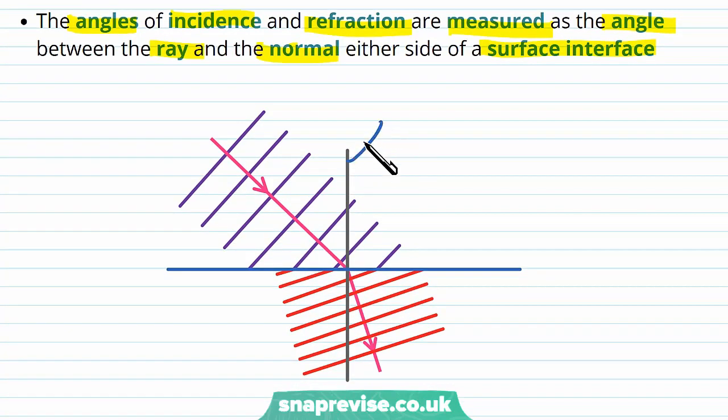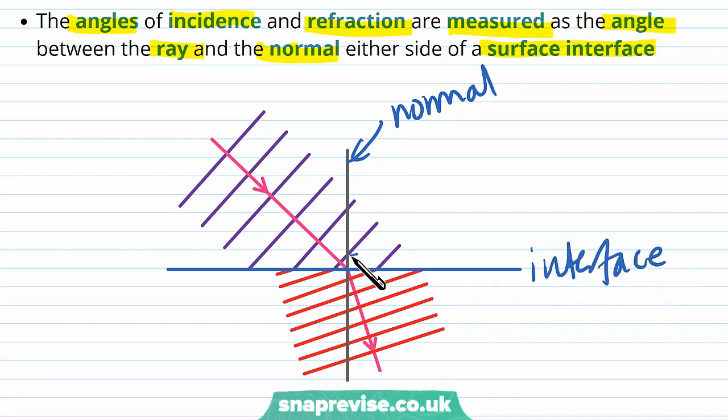So this line here is our normal because this is our interface between two different media. So the normal is perpendicular to the interface. And this is our light ray entering this new medium. So we say that this is the light ray that's incident. And therefore we call this θ1, and θ1 is the angle of incidence.